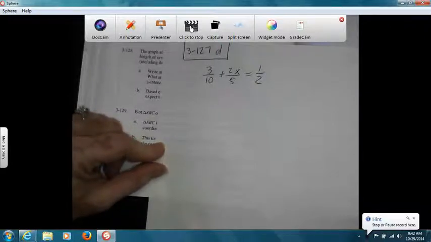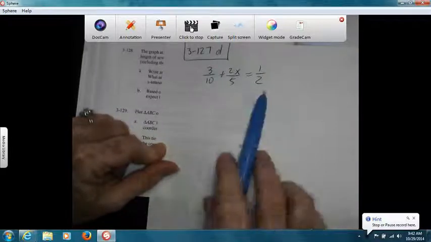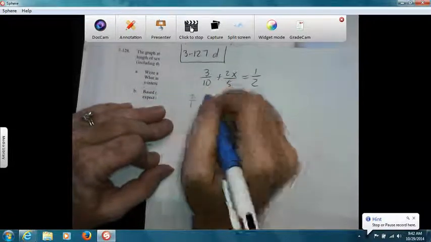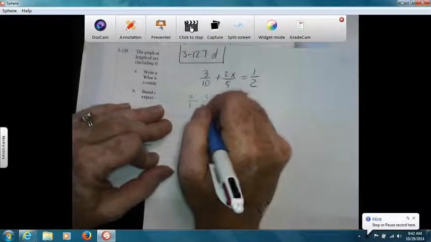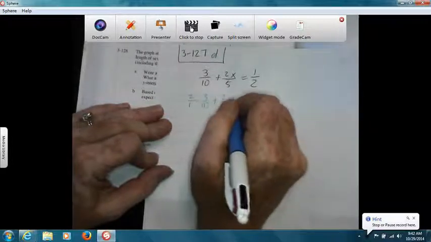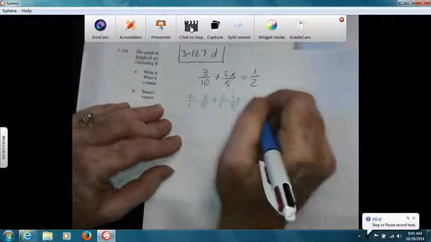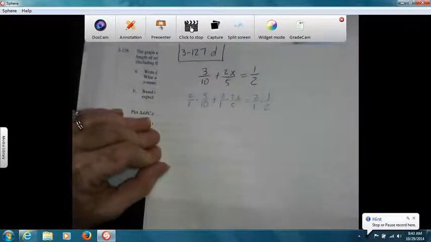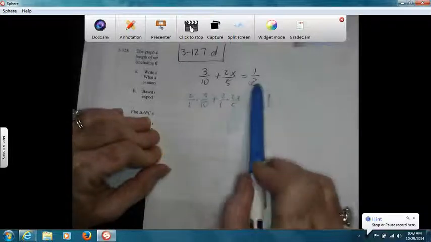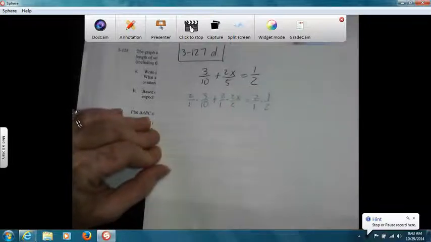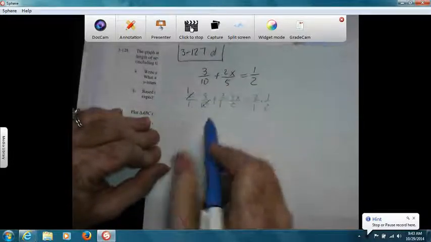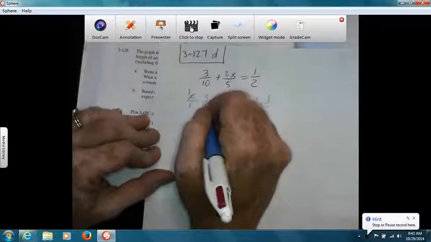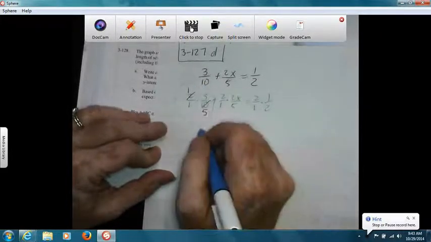2? You want to do it by 2? Okay, well the 2 would definitely get rid of the half, so we'll do that first. So multiply by 2 over 1 times 3/10 plus 2 over 1 times 2x over 5, and then 2 over 1 times a half. Okay, so that's going to get rid of the denominator, the half. So what goes down there? 5. Good. So this term becomes 3 over 5.